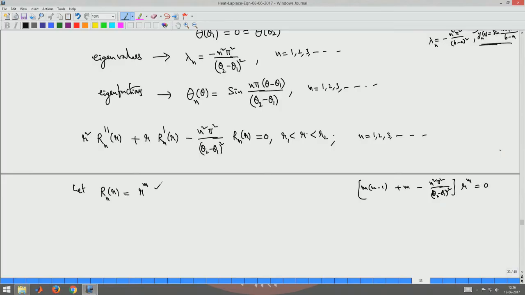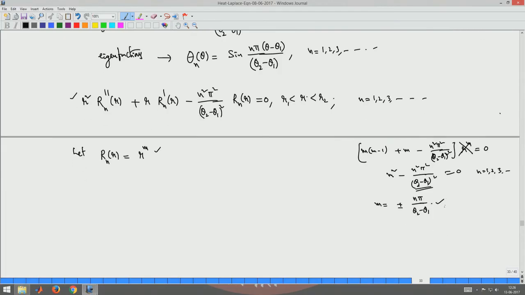If you simply substitute this into the equation, r power m cannot be 0. So you are looking for a non-zero solution, and that means m square minus n square pi square by theta 2 minus theta 1 whole square equal to 0. Since n is running from 1 onwards, this cannot be zero, so you have two different roots: plus or minus n pi by theta 2 minus theta 1. Because 0 is not involved, you do not have repeated roots. So the solutions, I can write directly.